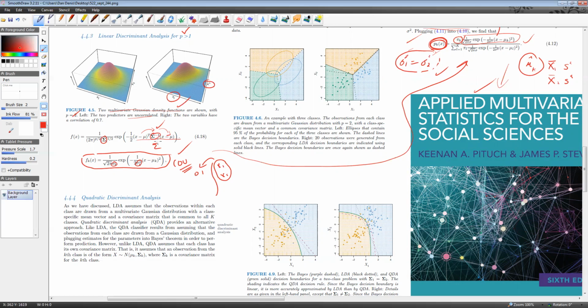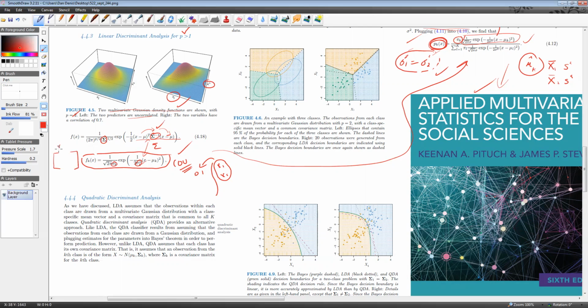So remember that inverse is kind of that analog to division in matrix algebra, whereas here it appears in the denominator. There's the similarity, but that's where the similarity ends because this is going to be more complicated now. Why? Because instead of just having a variance, you have a covariance matrix.